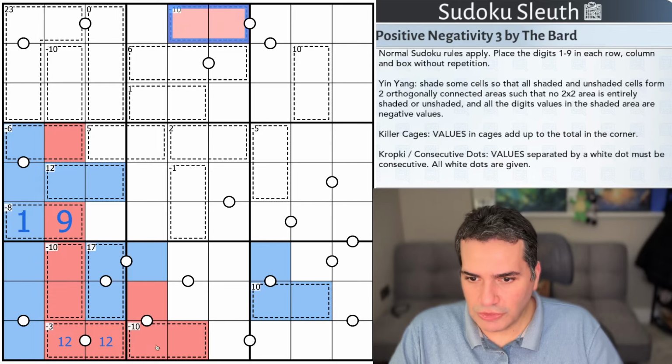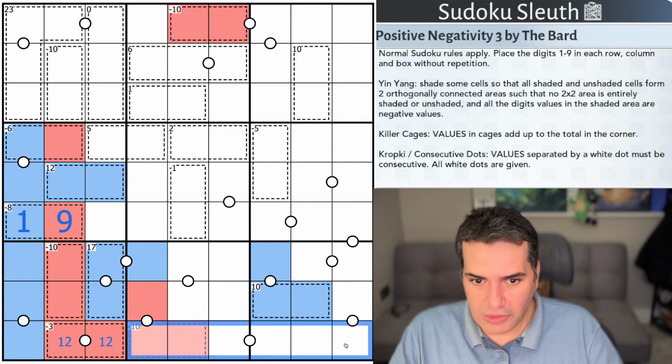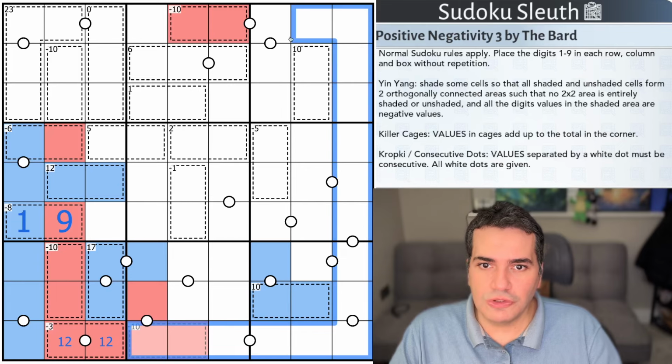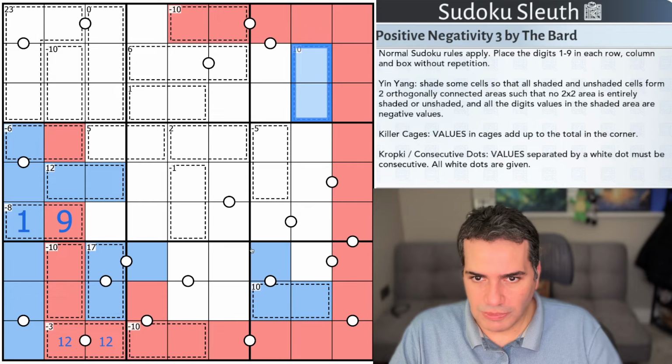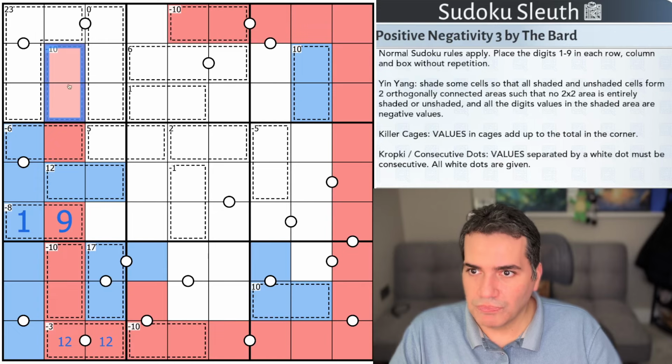And remember what I said earlier about the edges. These have to be a single contiguous strip of red now. 10, it's positive, has to be blue. That could be anything. That has to be red because it's -10. Right, 23.